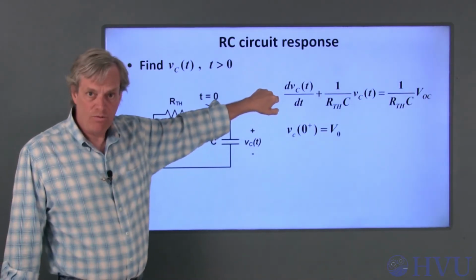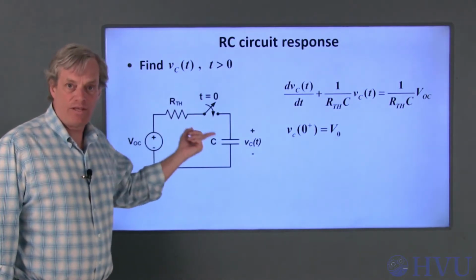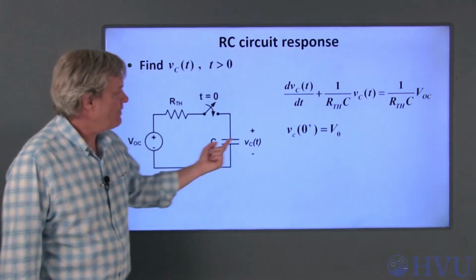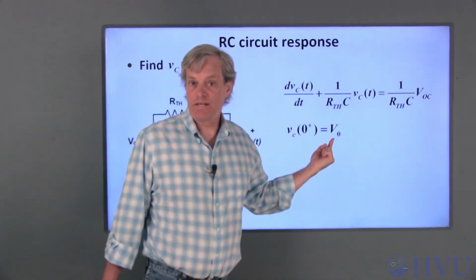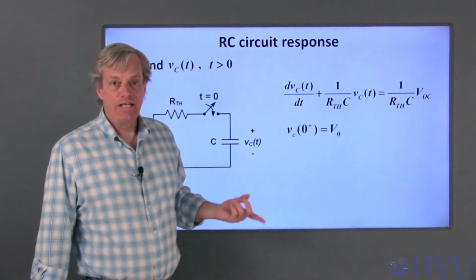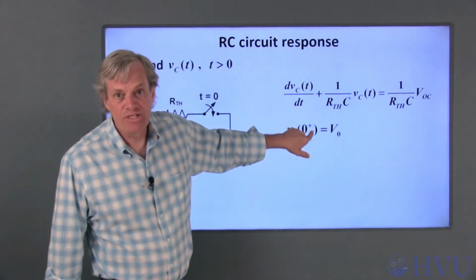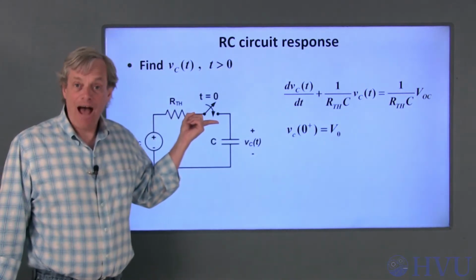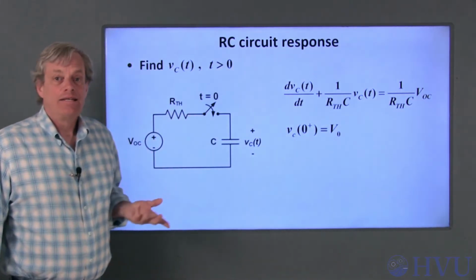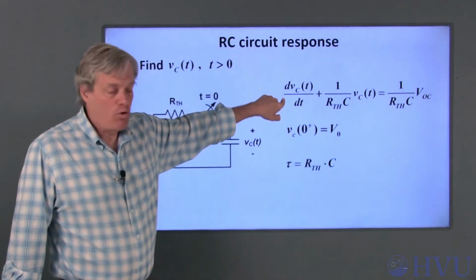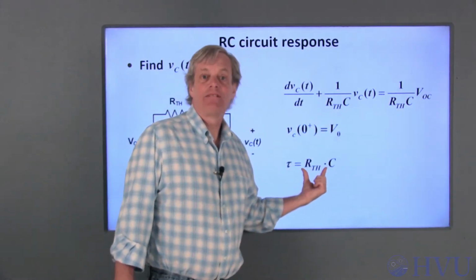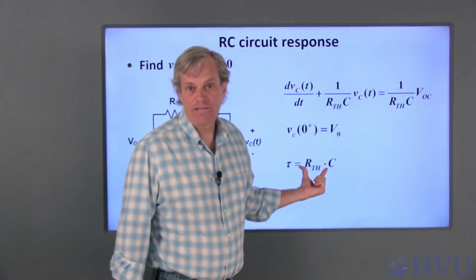We determined this equation by performing KVL around this loop and noting that the resistor and capacitor currents were the same. The initial voltage across the capacitor is V0. In order to be rigorous, the initial condition is defined at t equals 0 plus. The plus denotes a time instantaneously after the switch closes. Since this differential equation is in standard form, this term is 1 over the time constant, tau. That means that tau is equal to the capacitance times the Thevenin resistance seen by the capacitor.